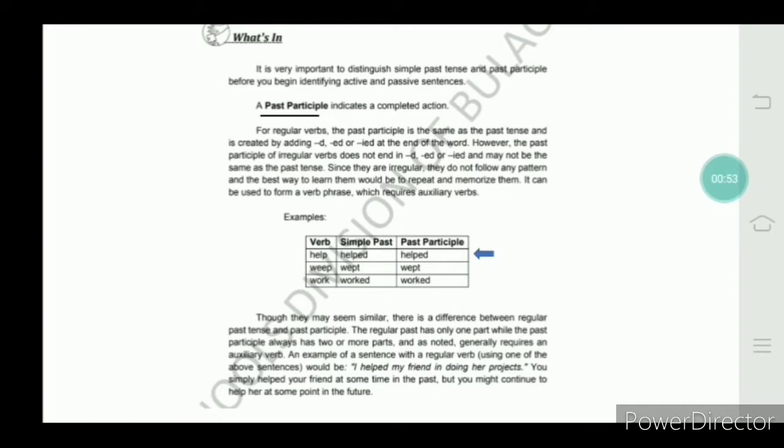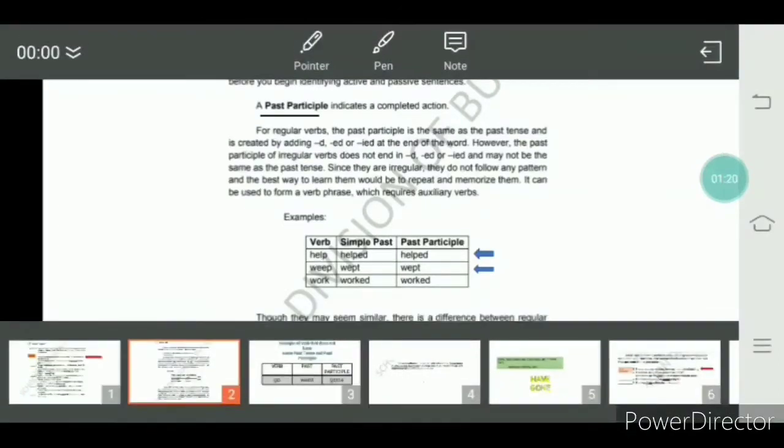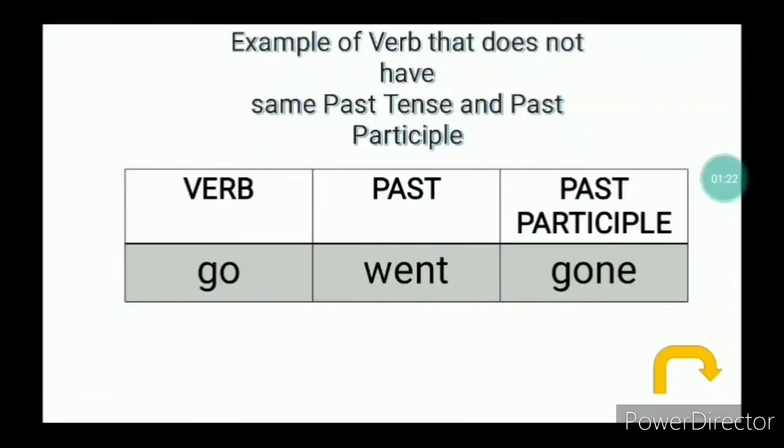But for the second example, we have weep, wept, wept. This is an example of irregular verbs, and this does not end in the ed or ied, and may not be the same as the past tense. But for this example, we have wept for simple past tense and we have wept also for past participle. They are the same. But how about the case that they are not the same? So we have here the example of a verb that does not have the same past tense and past participle.